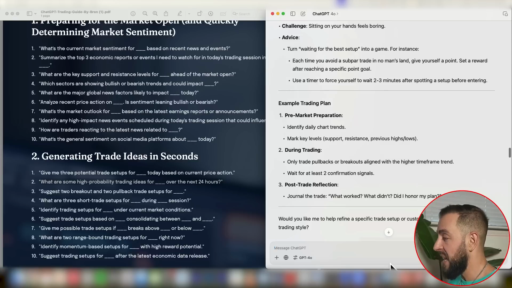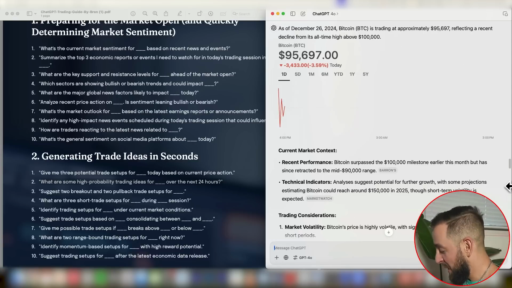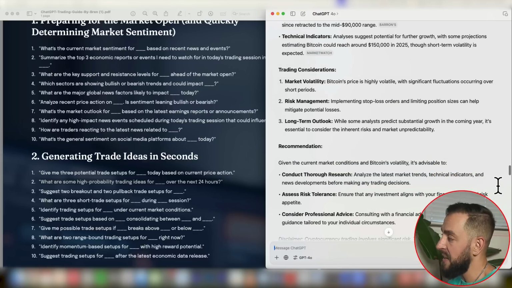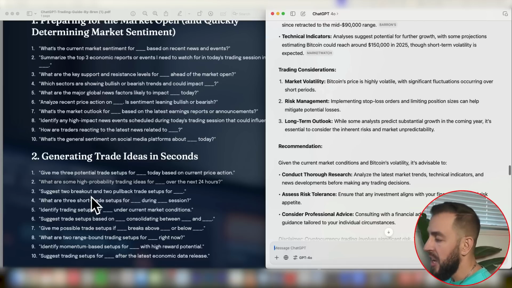So let's ask it, if I wanted to place a Bitcoin trade right now, what should I do? Trading considerations, market volatility, Bitcoin's price is highly volatile, risk management, recommendation, given the current market conditions, conduct the research, assess risk tolerance. Okay, this is giving us instructions for how to do it ourselves, but that's not what we want. We want it to help us with the actual trade idea.